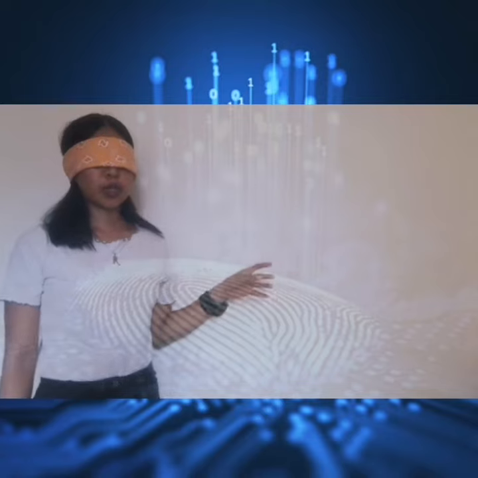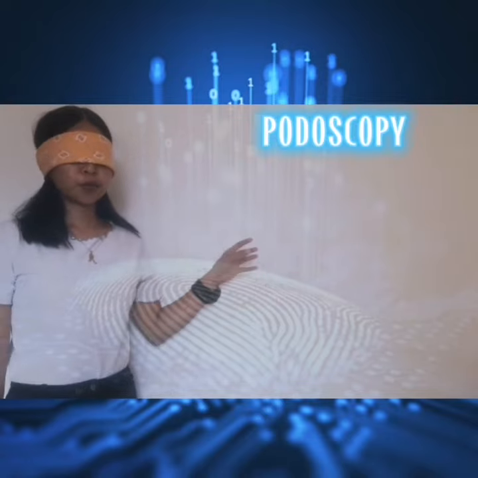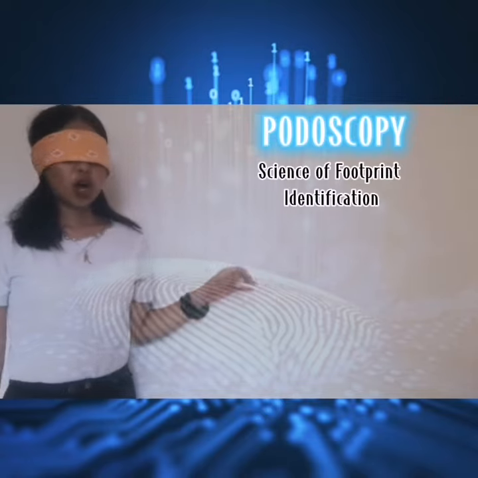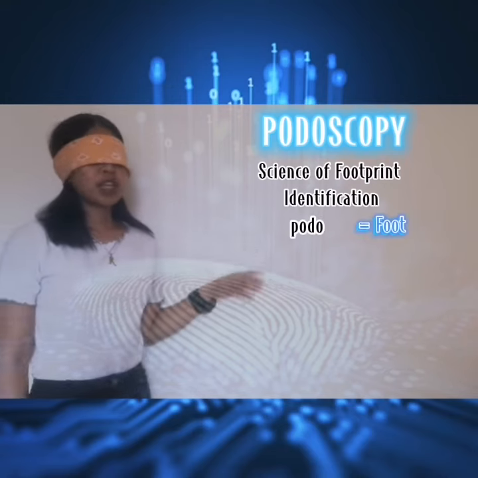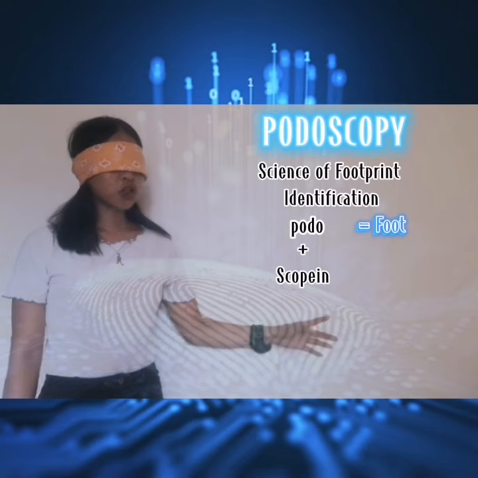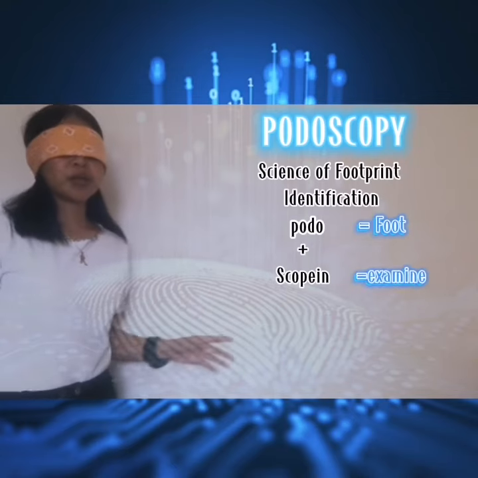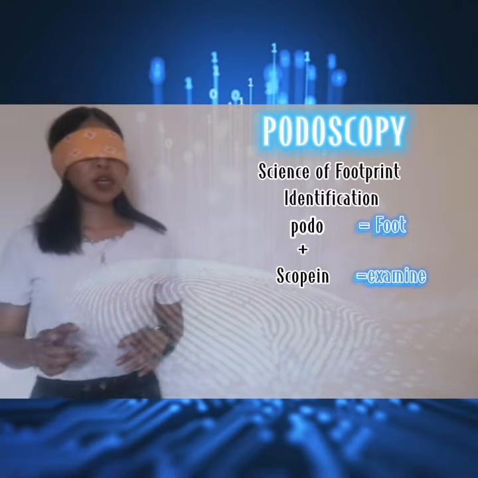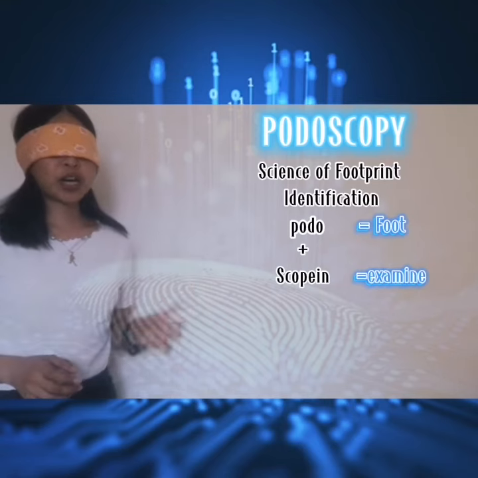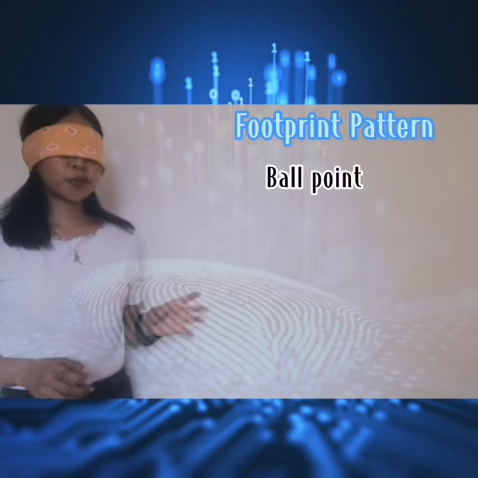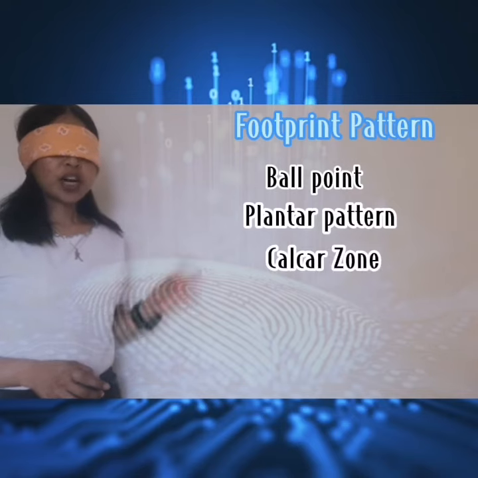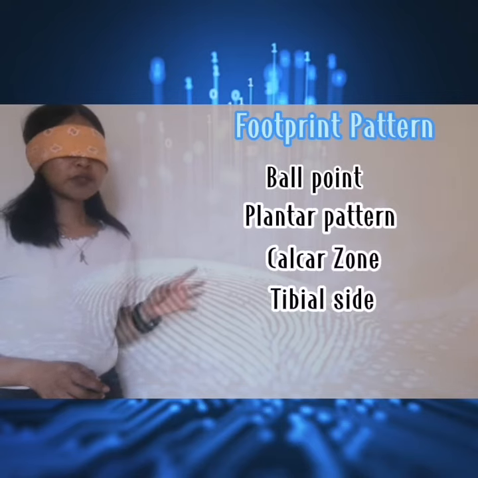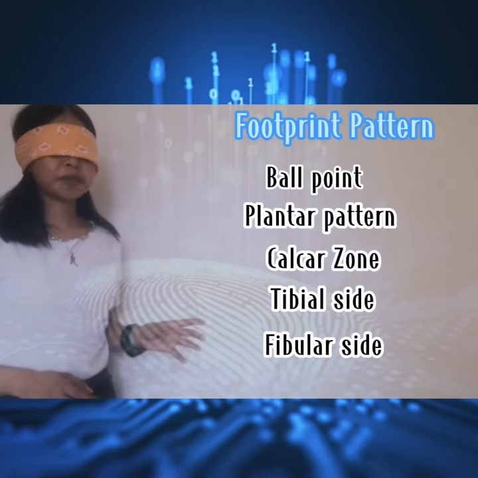Next, podoscopy. It is the science of footprint identification, which derives from the Greek word podo, which means foot, and skopein, which means to examine. In podoscopy, we have the footprint patterns, which are the ball zone, plantar pattern, calcar zone, tibial side, and fibular side.